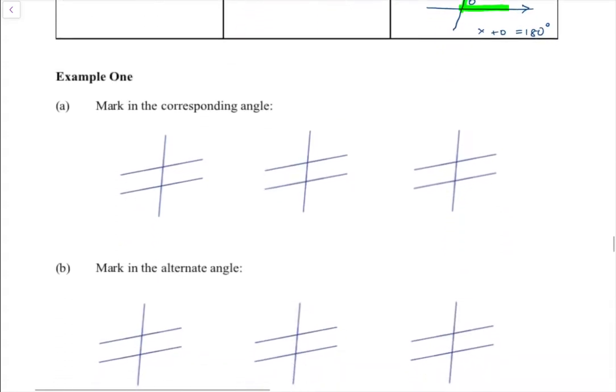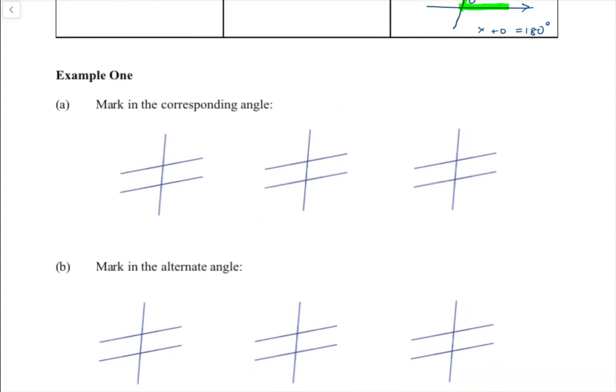Let's try our examples. The first example says to mark in the corresponding angle. Now, there's actually a mistake in the booklet here, but there's some corresponding angles. So I'm going to mark in this angle and this angle. Why are they corresponding? Because I can see an F shape. And if you can see an F shape, those two are the same.